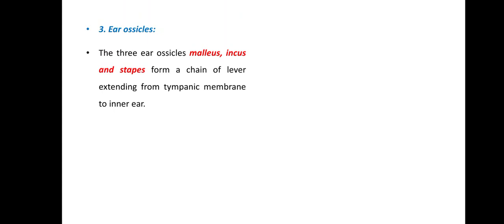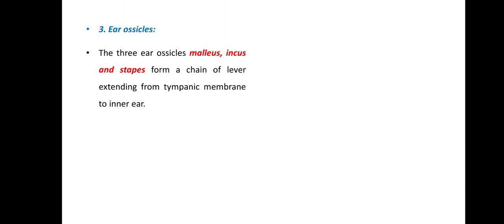Now the third important part of the middle ear is the ear ossicles. What are the three ear ossicles? The three ear ossicles are the elongated malleus, the slightly bent and slightly curved incus, and the triangular ring-like stapes. So these are the three main ear ossicles: malleus, incus, and stapes, which form a chain of levers extending from the tympanic membrane to the inner ear.